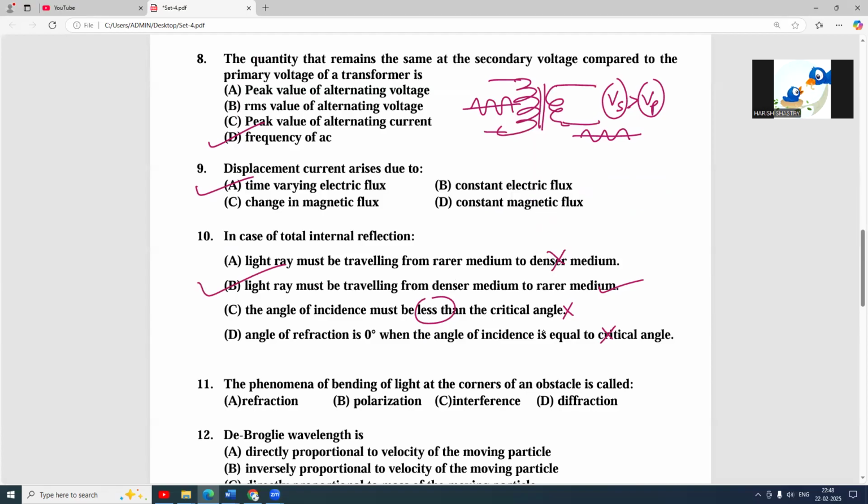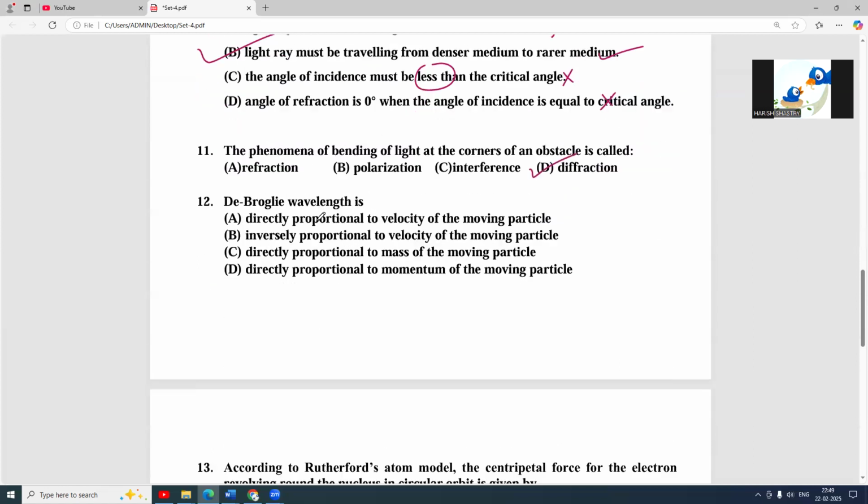The phenomenon of bending of light at the corners or edges of an obstacle is called diffraction. De Broglie wavelength is lambda equal to h by p, h by mv. It is inversely proportional to velocity or momentum, so inversely proportional to velocity, option B.